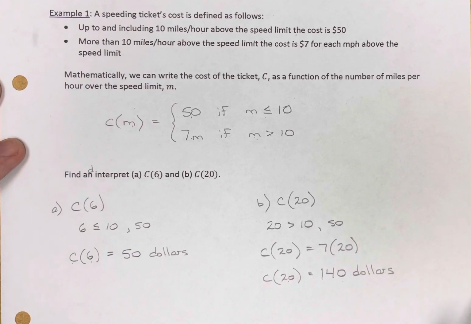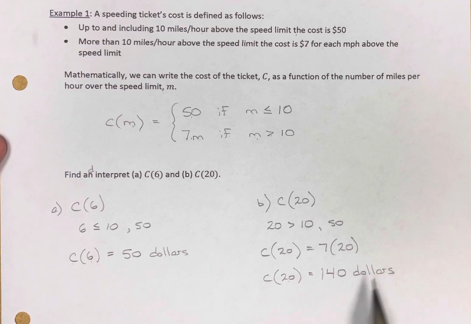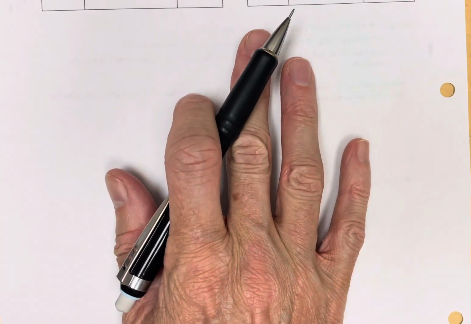So they're obviously trying to ramp it up as you get further above the speed limit, trying to charge you more. Okay, let's take a look at how we graph piecewise functions.